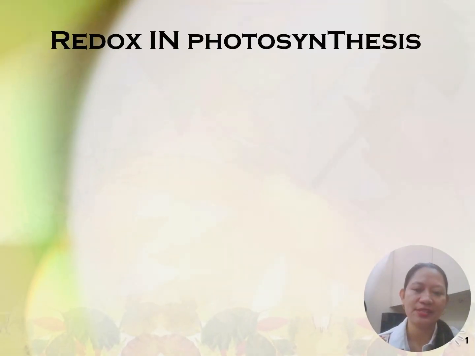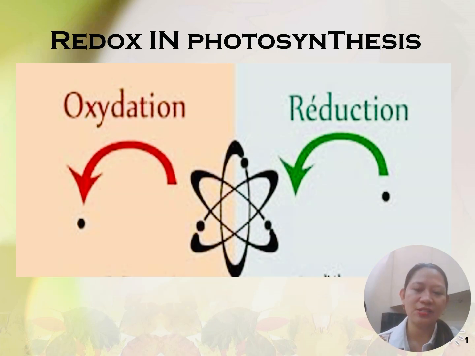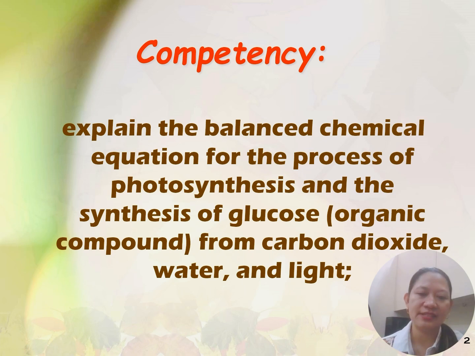Hello class, our lesson today is redox in photosynthesis, wherein in redox we have oxidation and reduction reactions. For our competency, we are going to explain the balanced chemical equation for the process of photosynthesis and the synthesis of glucose, an organic compound, from carbon dioxide, water, and light.